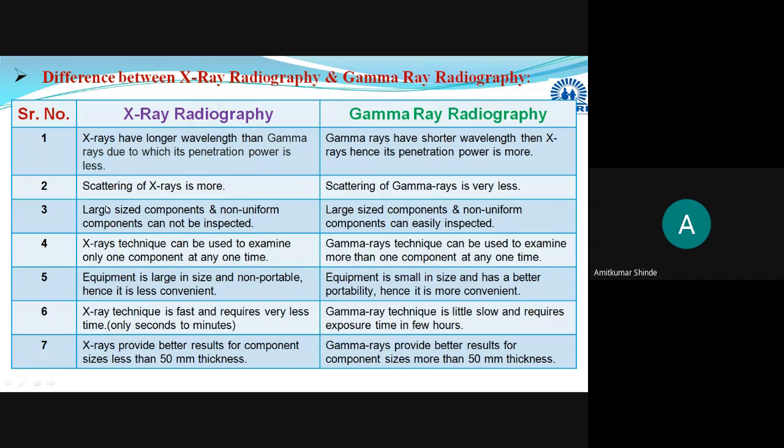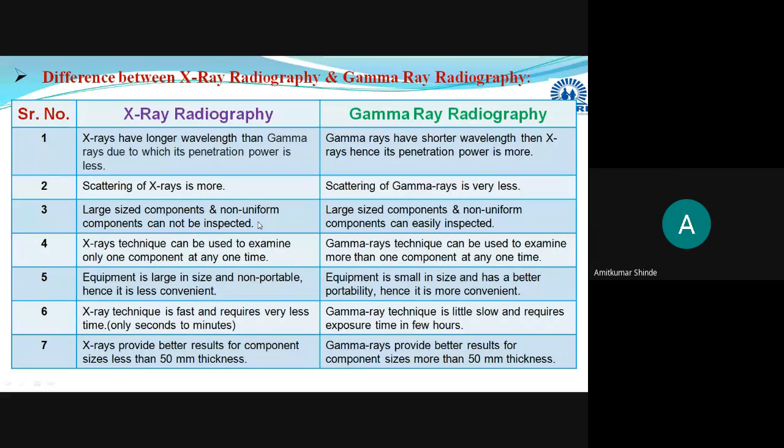They may ask you one question: what is the reason behind it? Means large sized components and non-uniform components cannot be inspected by X-ray radiography. Then for large sized components, you have to write its wavelength is longer, due to that its penetration power is less. And for non-uniform components, its scattering of X-rays is more, that you have to mention here.